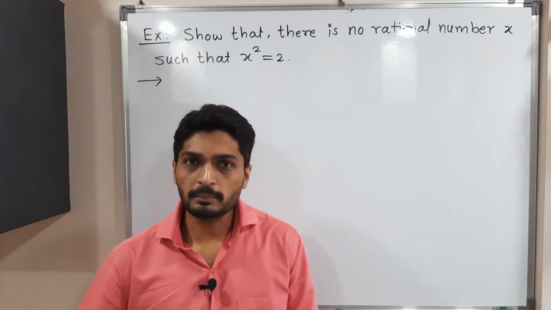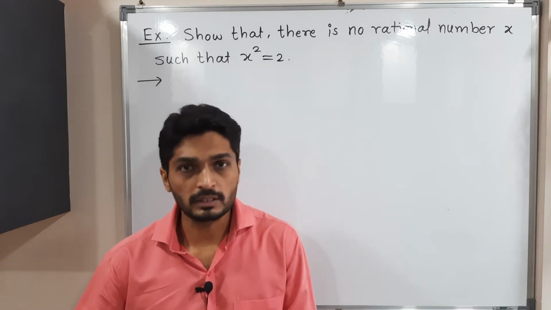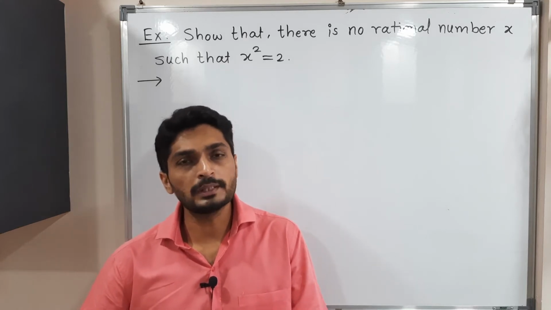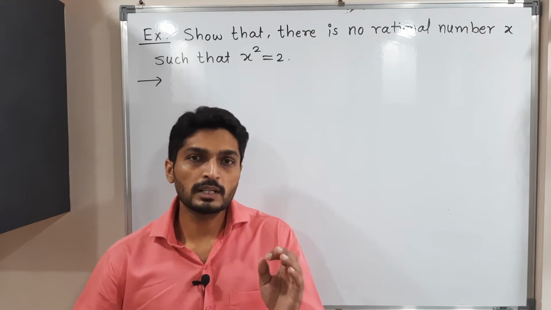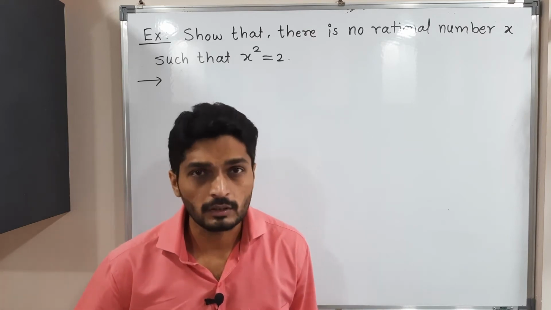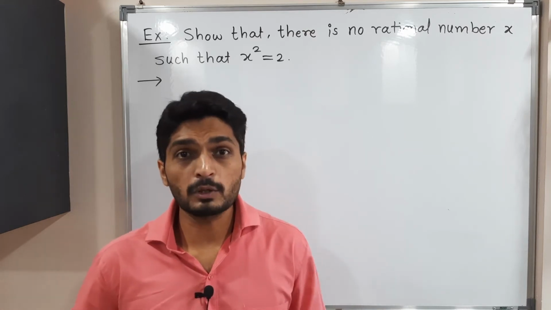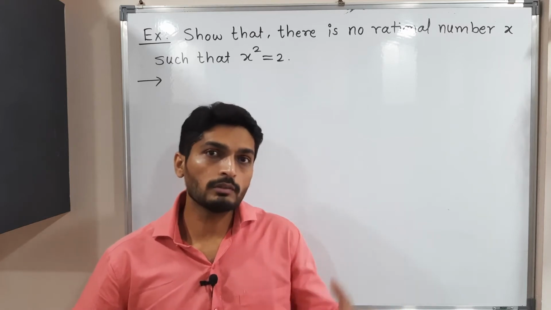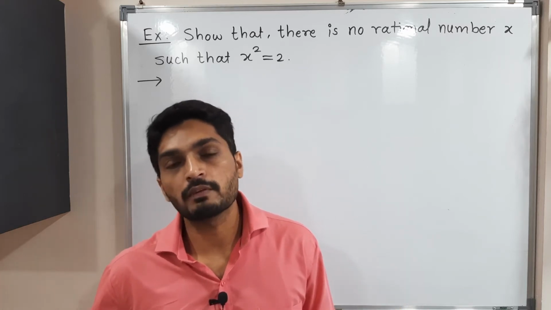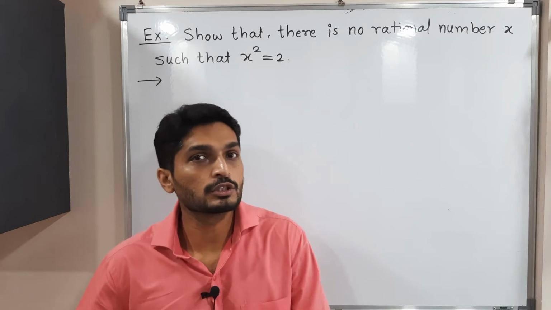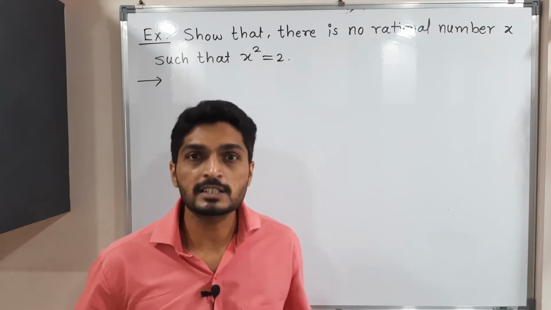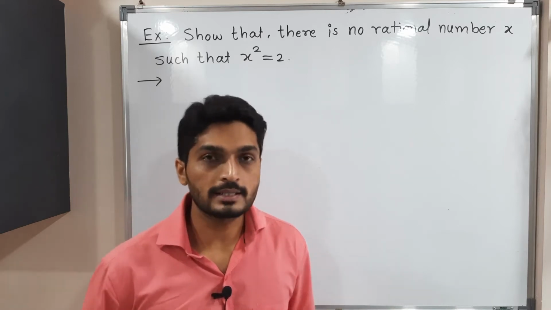So, normally in mathematics, when we are asked to prove something, most of the times we go with contradiction. That means we will assume exactly the opposite thing. I will assume that there is a rational number whose square is 2, and by solving we will get a contradiction somewhere, and we will say that our assumption is wrong. So therefore there is no rational number whose square is 2. Let us start.